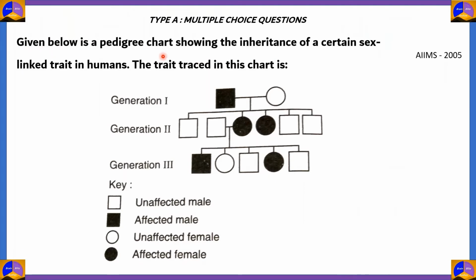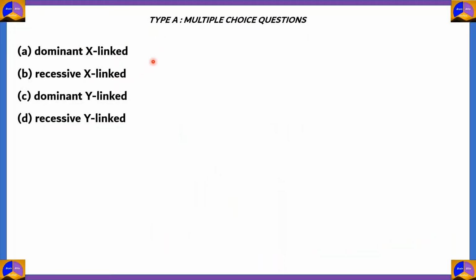Given below is a pedigree chart showing the inheritance of a certain sex-linked trait in humans. The trait traced in this chart is, and our options are, dominant X-linked, recessive X-linked, dominant Y-linked, and recessive Y-linked.